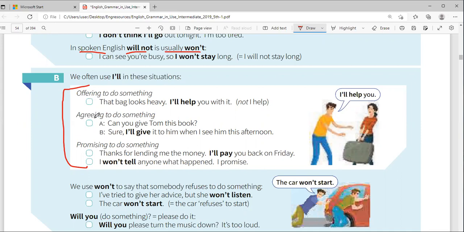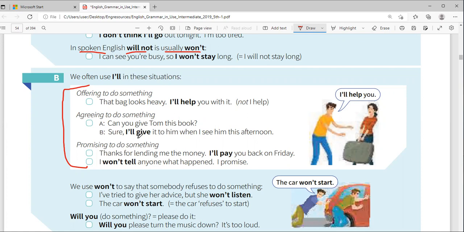And then someone gives you an idea and you agree to do something. Someone says, "Can you give Tom this book?" So this is a new thing that comes to your mind, and you have to make a decision now. So you see this man say, "Sure, I'll give it to him when I see him this afternoon." Okay. "I'll give it to him when I see him this afternoon."